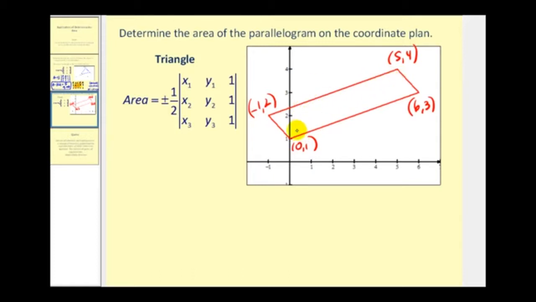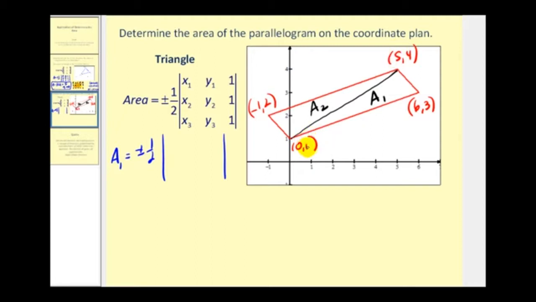So what we can do is break this parallelogram up into 2 triangles. So if we were to draw the diagonal from this point to this point, the diagonal forms 2 congruent triangles in our parallelogram, so we can find the area of this triangle here and then just double it to find the total area. So let's call this area 1, and this will be area 2. So area 1 is going to equal plus or minus 1/2 times the value of a 3×3 determinant. So let's go ahead and set this up.